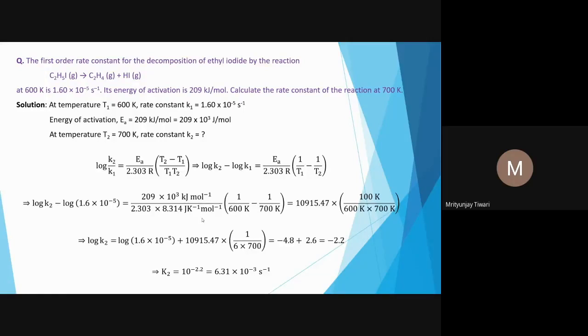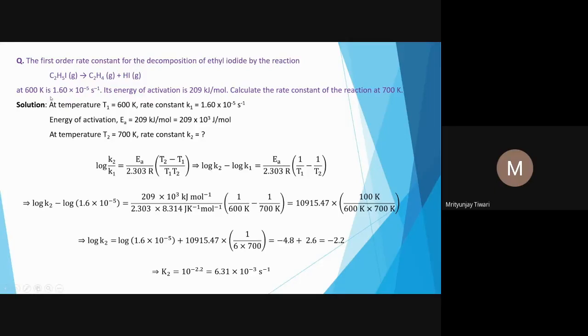So the first order rate constant for the decomposition of ethyl iodide by the reaction C2H5I, this is ethyl iodide, gaseous, gives C2H4, this is ethene, plus HI gaseous. So ethyl iodide gives HI. So this is the elimination reaction. If you know organic reactions and if you remember, this is an elimination reaction. So HI is eliminated from C2H5I.